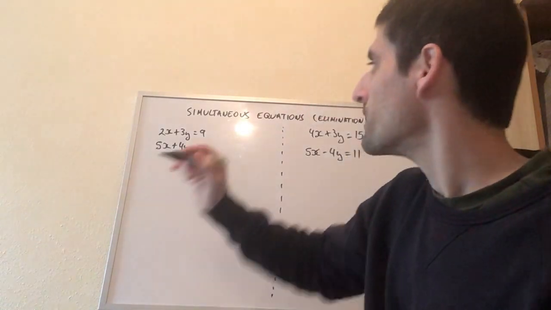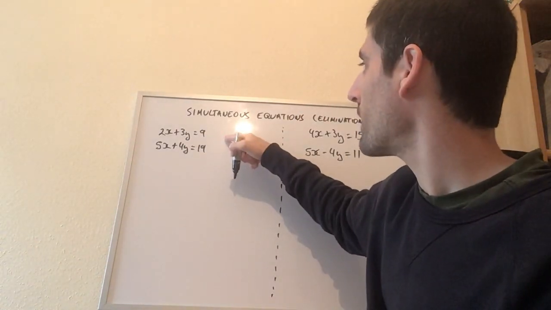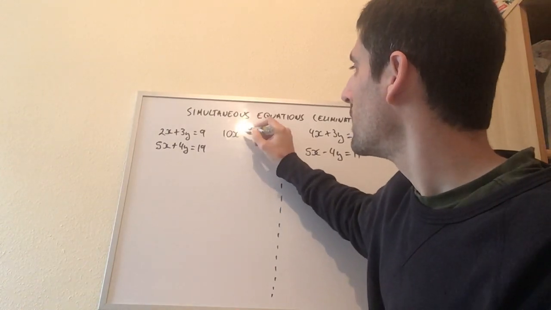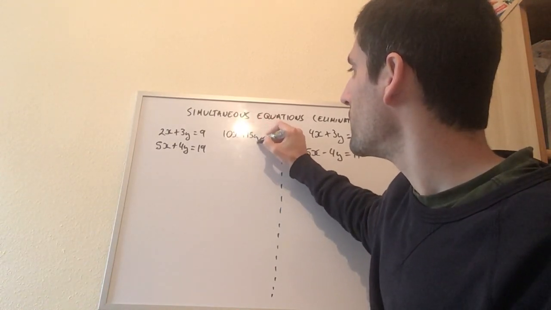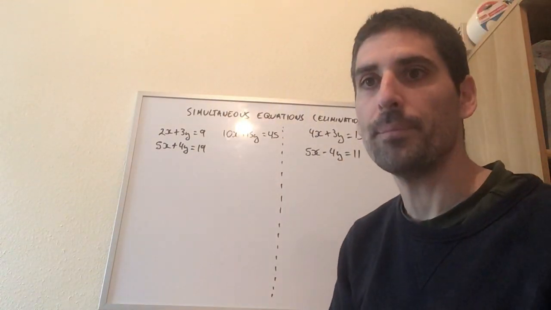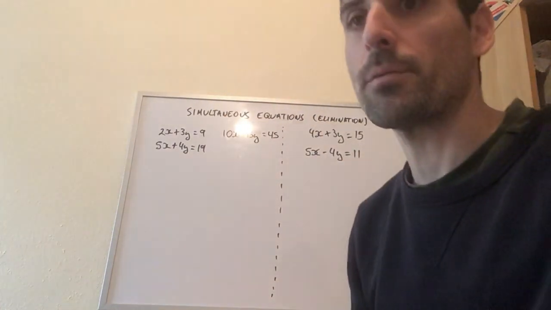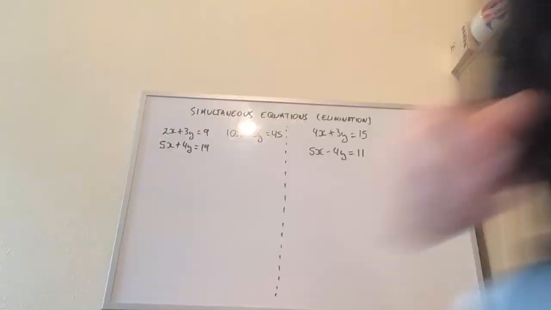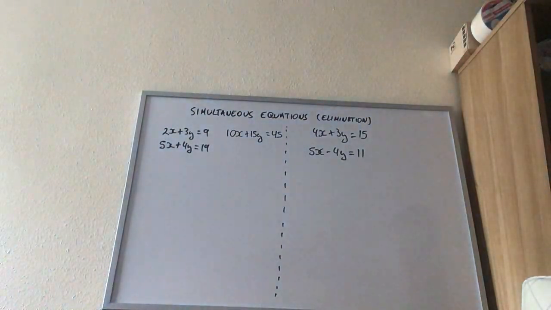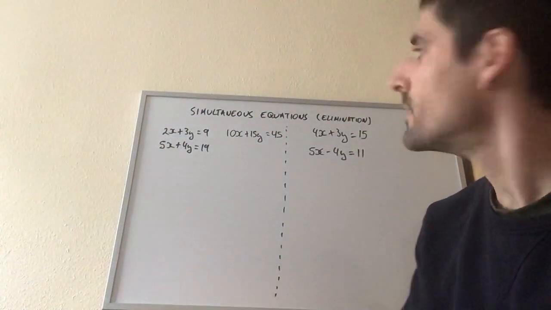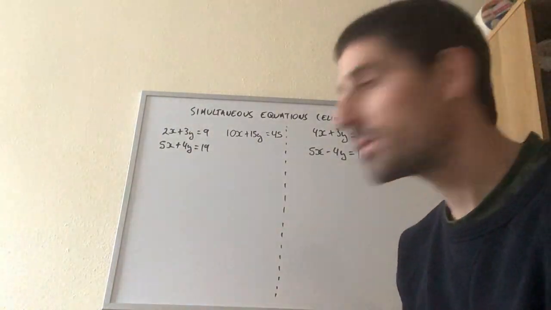Everything. So, if I multiply the first equation by 5, I get 10x plus 15y equals 45. Sorry, there's a bit of a reflection there, but hopefully you can see it a little bit better. 10x plus 15y equals 45.